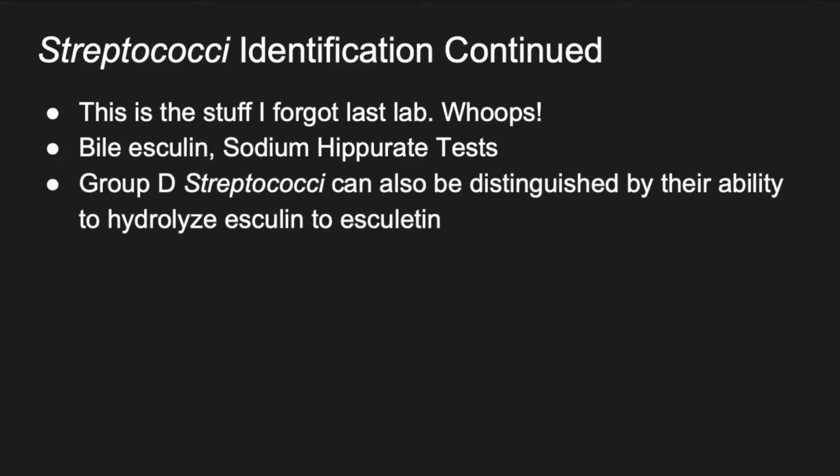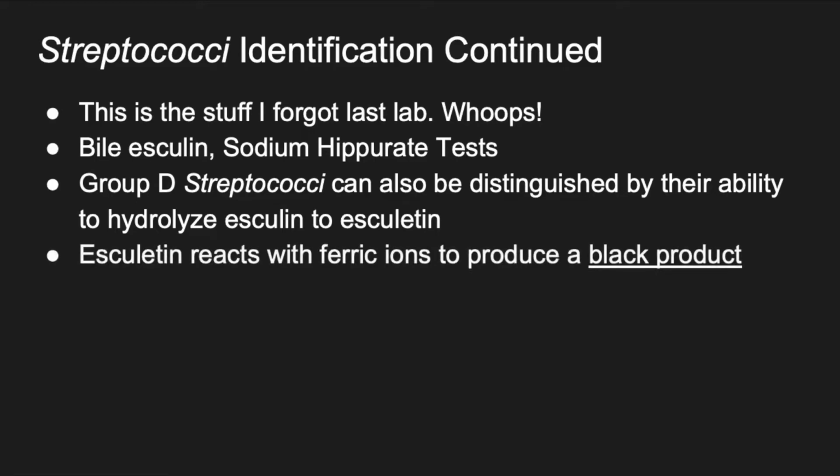We do these tests because this group of streptococci called group D can be distinguished amongst each other by their hemolytic qualities, but they can also be distinguished by their ability to hydrolyze esculin into esculetin. It's an enzyme kind of thing happening here: esculin is broken down to esculetin. Esculetin reacts with ferric ions, or iron ions, to produce a black product.